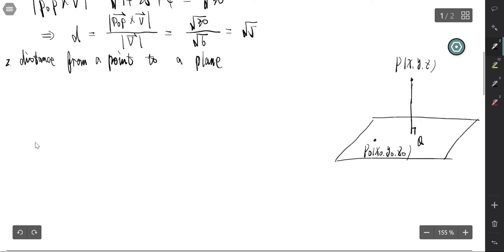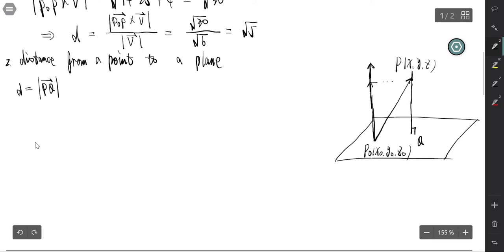The distance is the length of the line segment PQ. But we don't know where Q is, but we know P naught is on the plane. So we draw a vector from P naught to P. And we know that PQ is perpendicular to the plane. So PQ can be viewed as part of the normal vector. And if we put the normal vector here, passing through P naught, we know that the length of PQ is equal to this length.